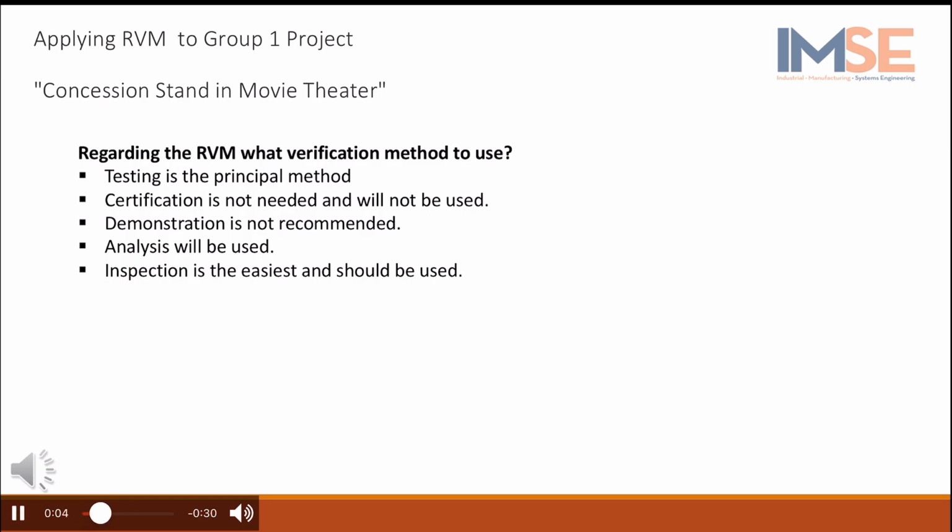Applying the verification methods to the Group 1 project, which methods are we going to use? Testing is the principal method. Verification by certification is not needed and will not be used. Verification by demonstration is not recommended. Analysis will be used, and inspection is the easiest and should be used.